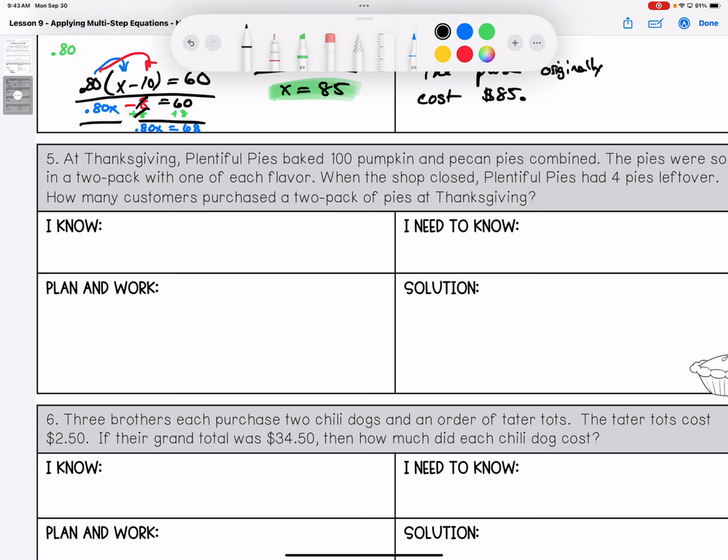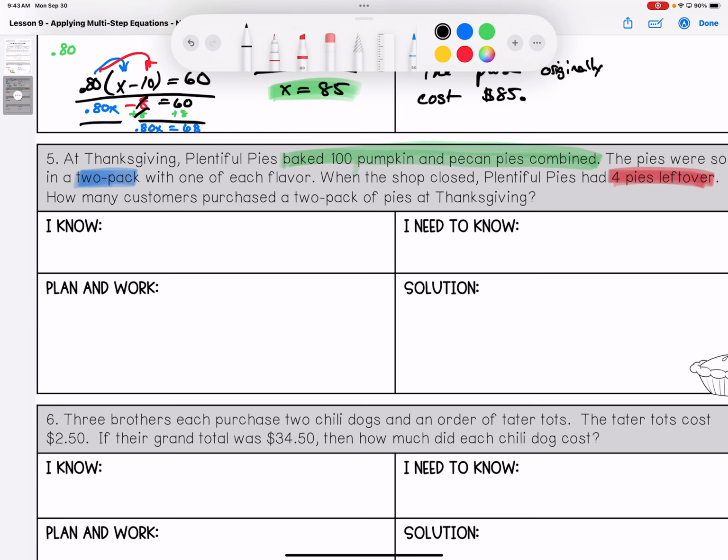Number 5. At Thanksgiving, Plentiful Pies baked 100 pumpkin and pecan pies combined. The pies were sold in a 2-pack with one of each flavor. When the shop closed, they had 4 pies left over. How many customers purchased a 2-pack of pies?